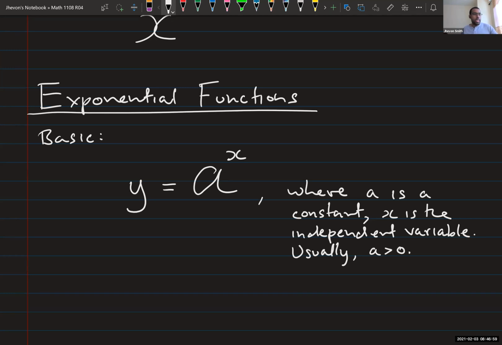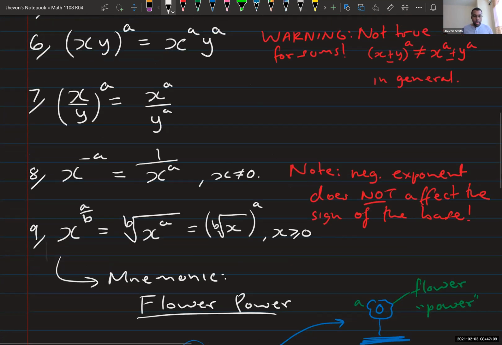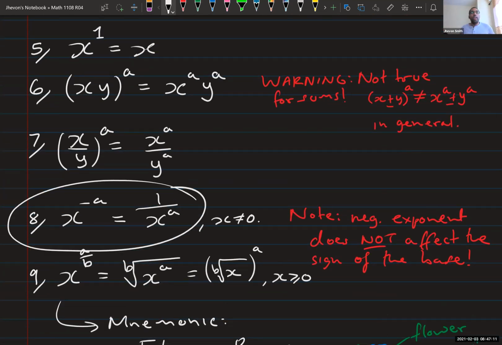In fact, most of the time, we'll tend to want to write the base in such a way that it's larger than 1. And we can always get that to happen, because if the base is less than 1, we'll be able to use rule 8 and write it as something that's larger than 1.